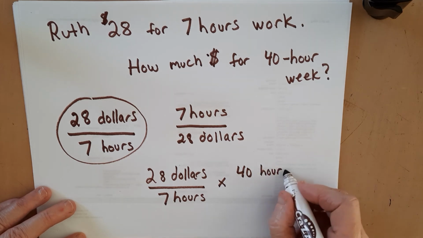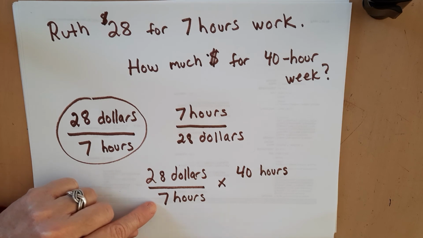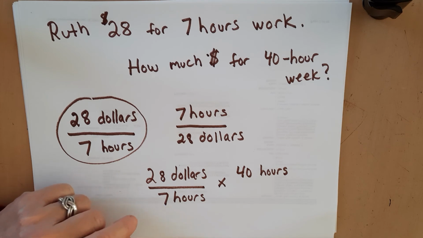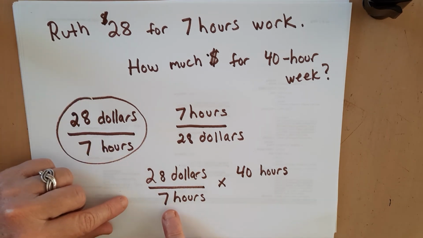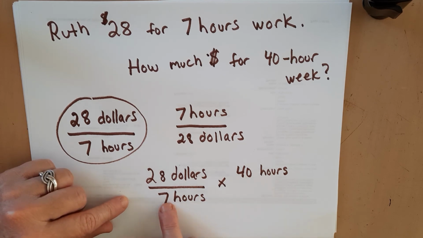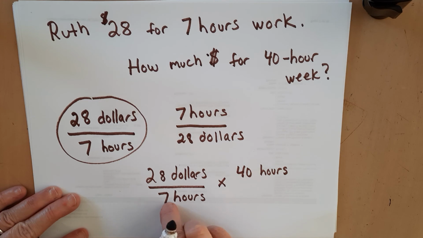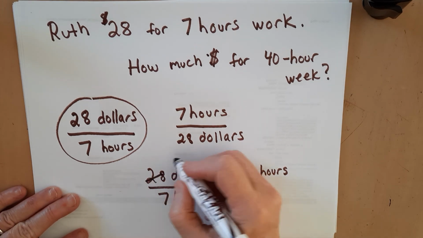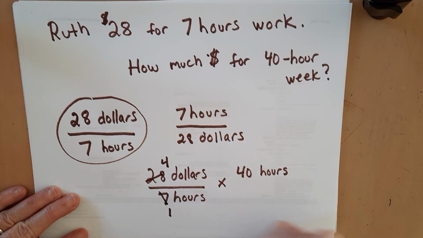When we multiply that, we can look and try to find a factor that is in the denominator that could also be a factor in the numerator. What I mean by that is we can see that 7 does not go into 40 equally. However, 7 does go into 28 equally. So that means that 7 is a factor of both 28 and 7. So we can divide 28 by 7, which gives us 4. Divide 7 by 7, which gives us 1.